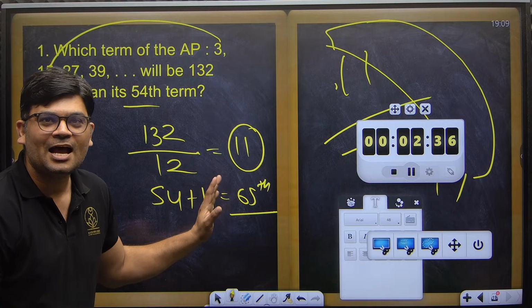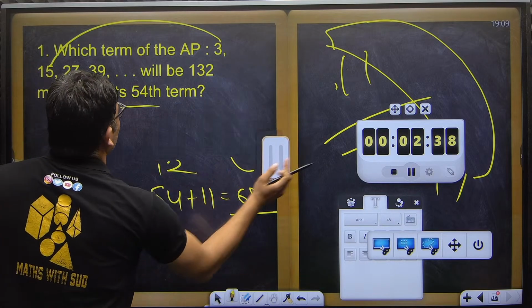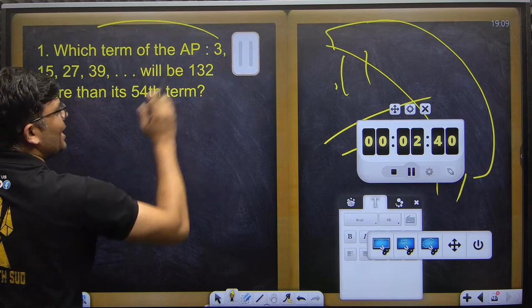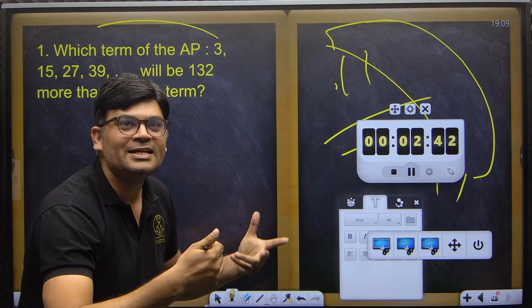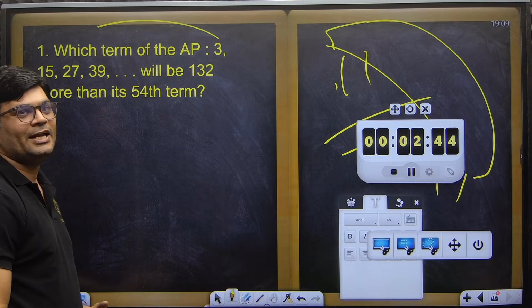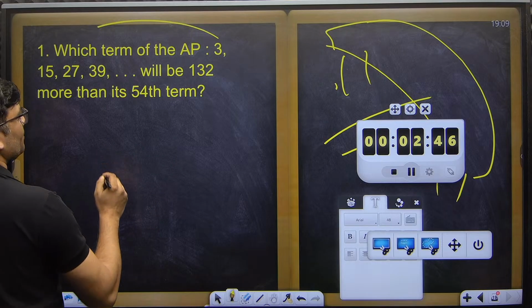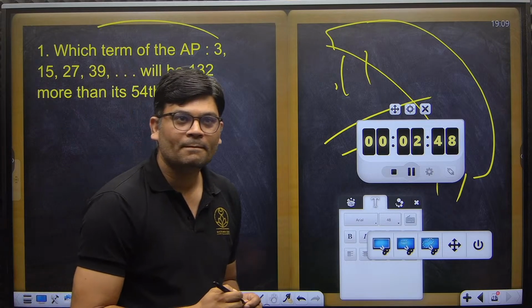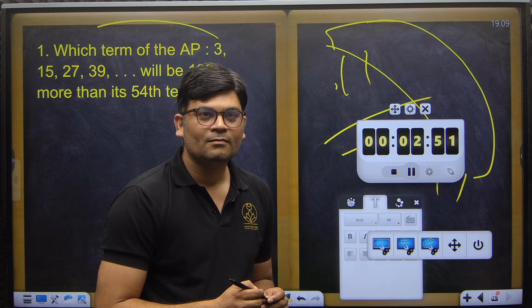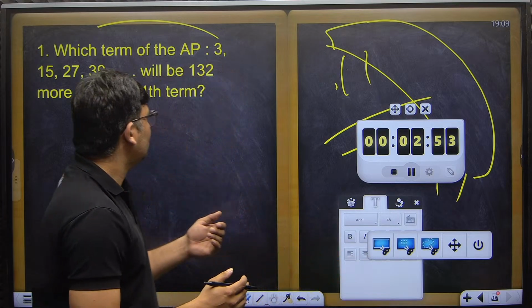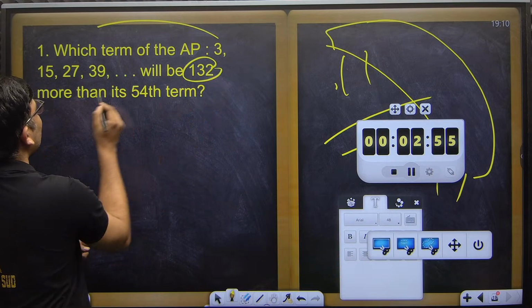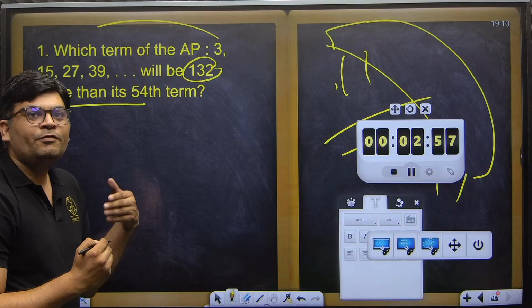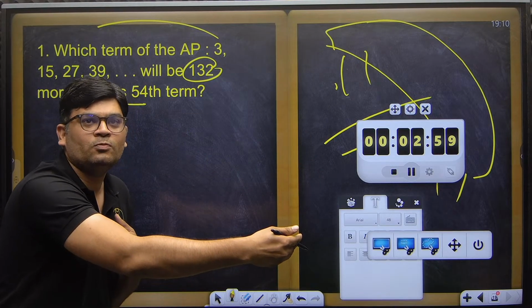समझ में आया कैसे करना? How to do it? Yes, sir. Okay, let me explain the normal way. This was the train way. ट्रेन से कैसे करना है, स्पीड में कैसे करना है, that I told you. Now the normal way. लेकिन एपी तो स्टार्टिंग से स्टार्ट हो रही है ना, 54th टर्म से थोड़ी हो रही है बेटा. लेकिन 132 मोर देन बोला ना इससे, तो 54th टर्म से 132 आगे जाओगी ना तुम.